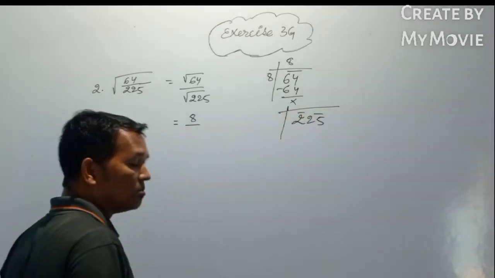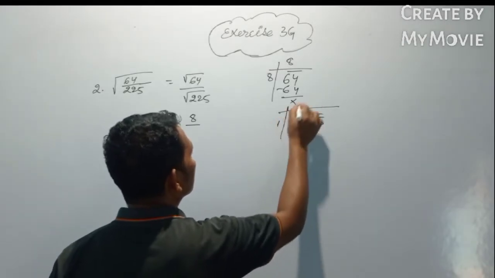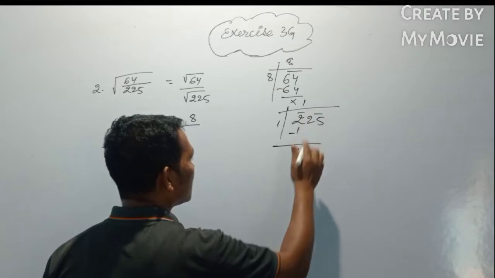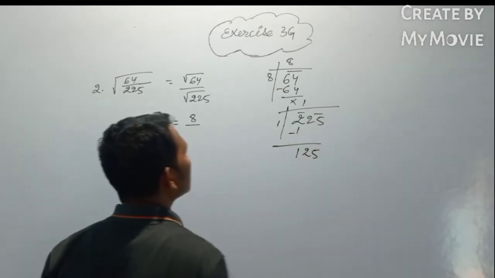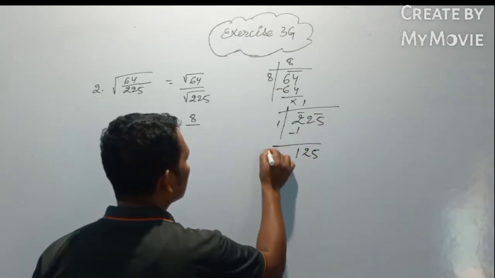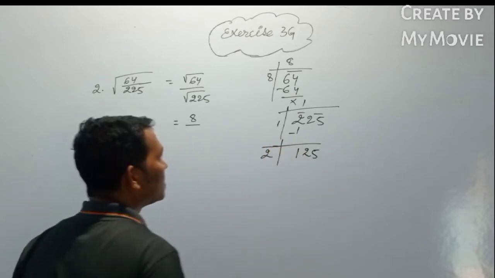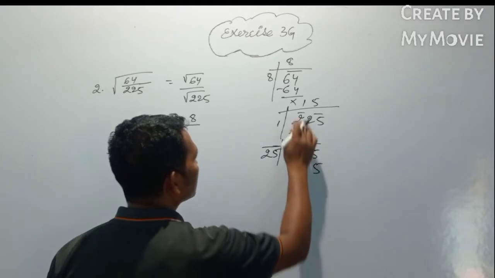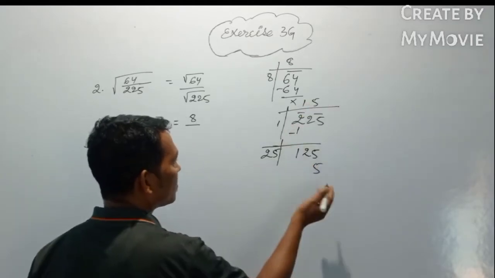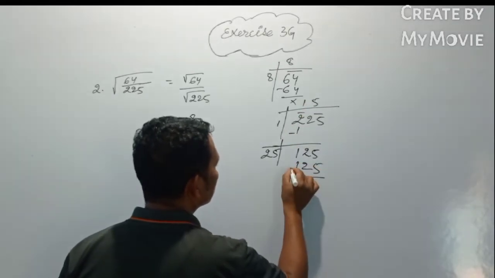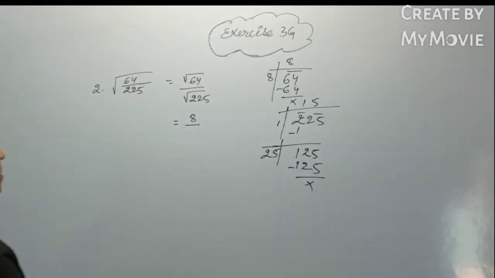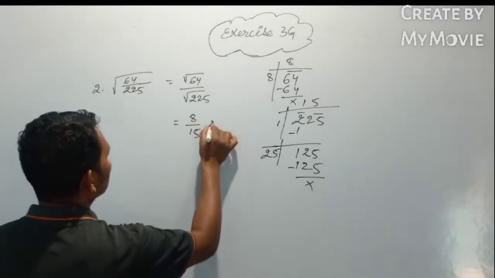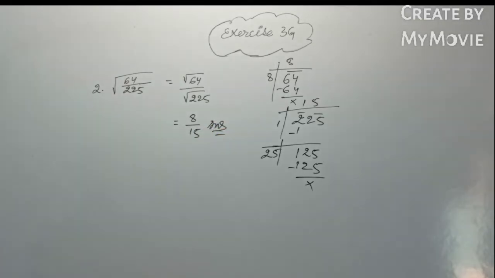So here we get two periods. 1 1 is 1. 2 minus 1, 1. Then bring down the next period. Now 1 plus 1, 2. Now 5 5s are 25. 5 2s are 10. 10 plus 2, 12. So square root of 225 is equal to 15. So this is the answer.